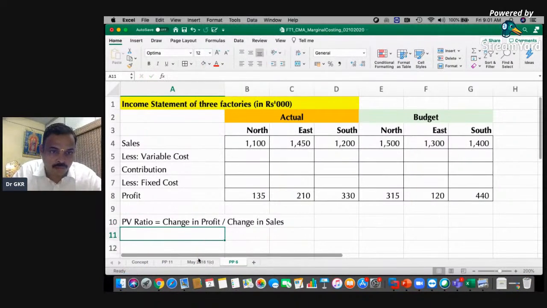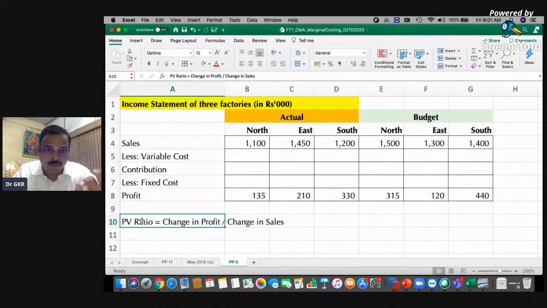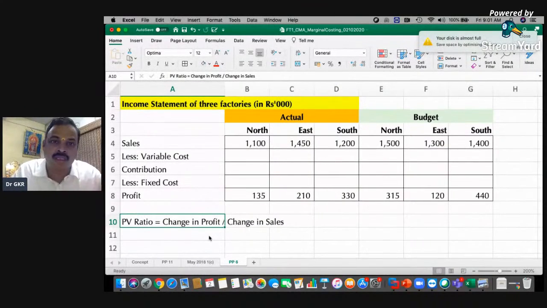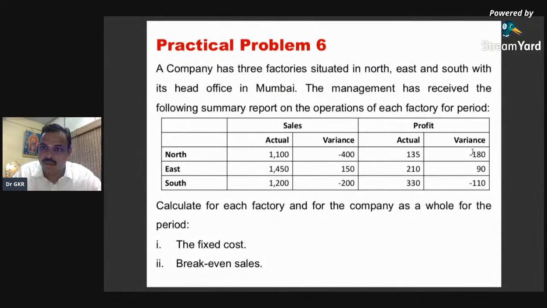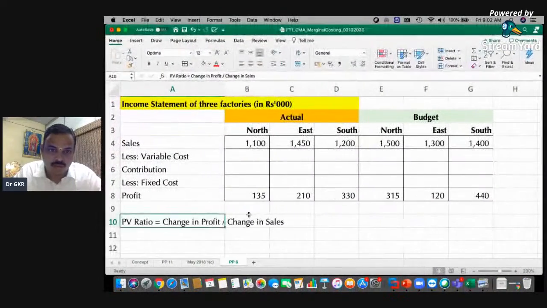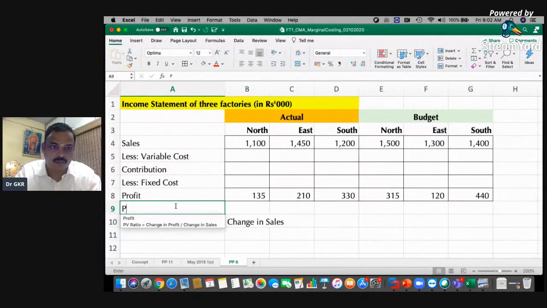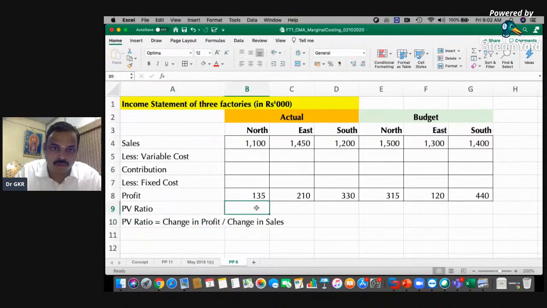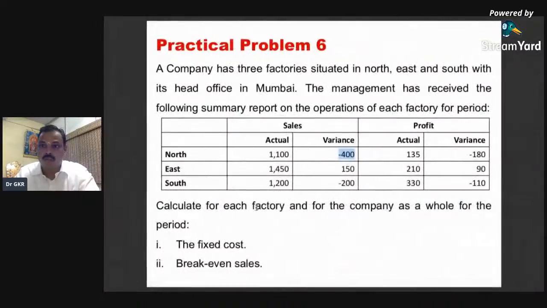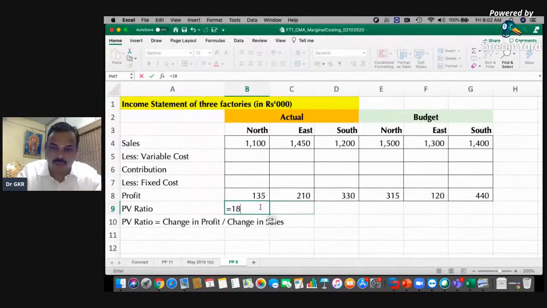We already know this from the previous two problems. So by using this particular input here, we can directly find out your change. So what is your change in sales? You can directly do this. 180 divided by 400. That is your PV ratio for north. So for north, the PV ratio is 180 by 400, which is 45%.